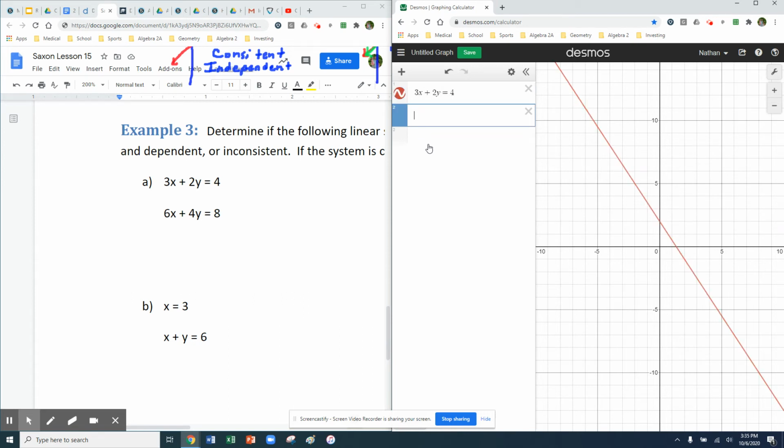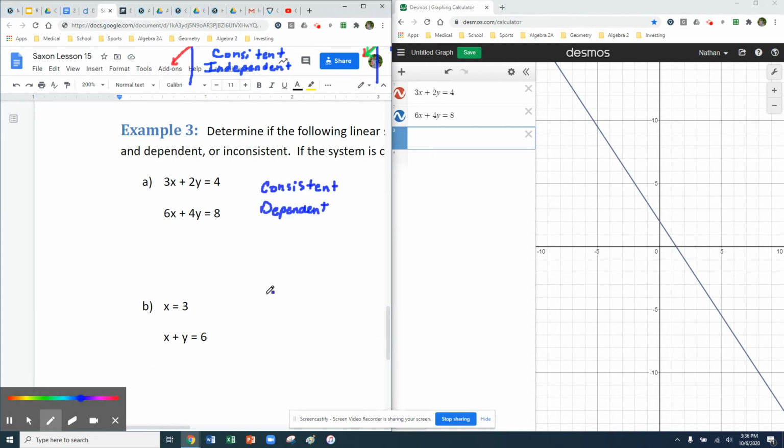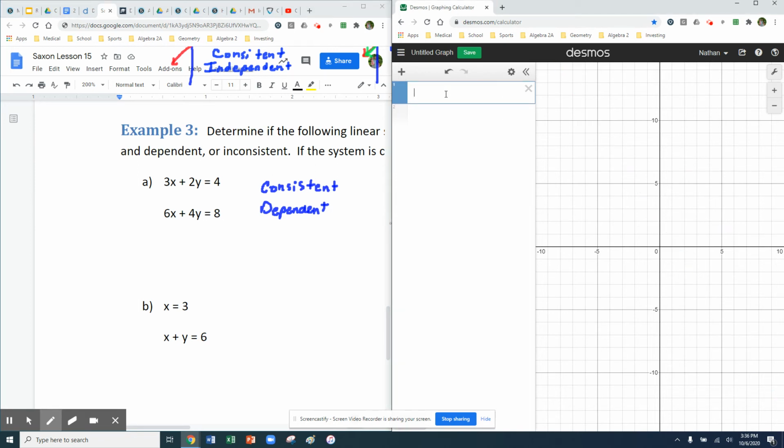So there's our 3x plus 2y equals 4. Next, we'll do 6x plus 4y equals 8. And as we look at it, and I'll show you again as I shut this off, turn it on, our two lines are exactly the same. So that one would be a consistent dependent, so infinite solutions. To delete those equations, you can hit the X, delete those out, and then now we're ready for our next one. So our next one will hit x equals 3, and we'll go x plus y equals 6.